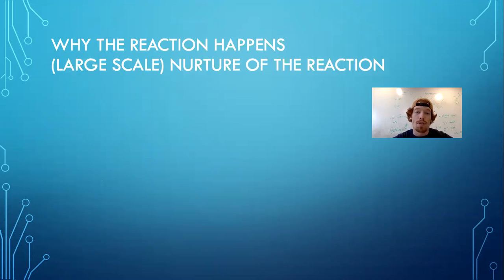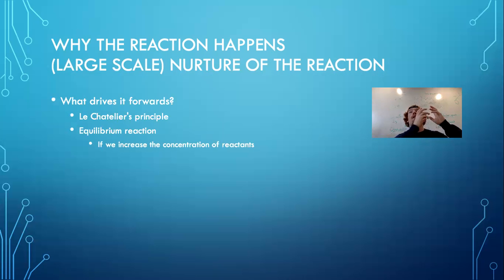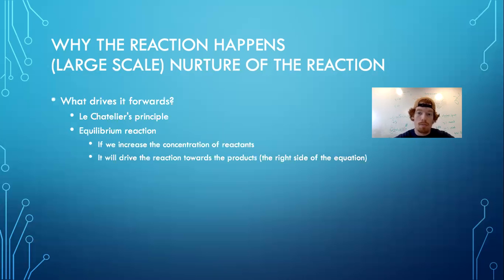So why the reaction happens on a large scale, and this is the nurture of the reaction, this is what factories can change to make the reaction make more of the products that they want. So what drives it forward is Le Chatelier's principle. And that's because this is an equilibrium reaction. So if they increase the concentration of the reactants, that will drive the reaction further to the right, making more products. So what they do is they have the 3-to-1 ratio, which is needed for the reaction to go forwards.